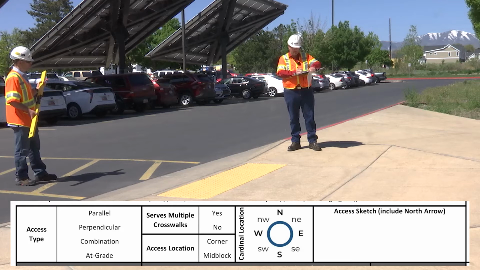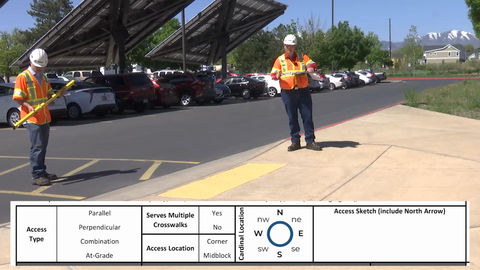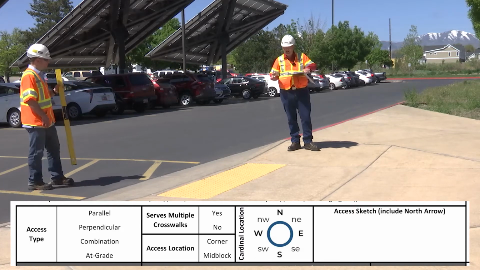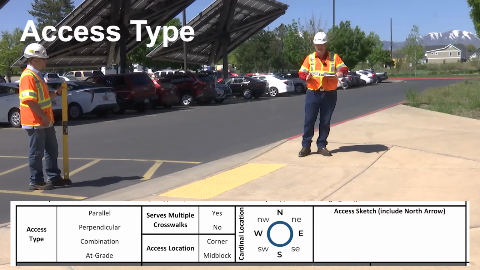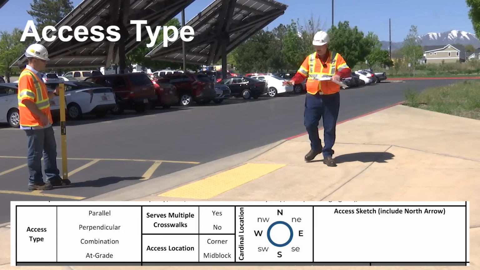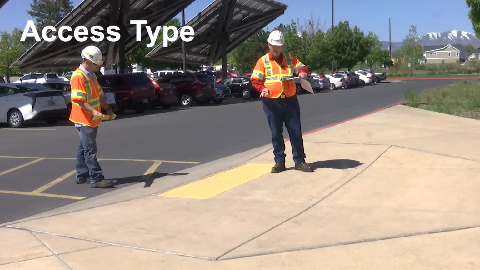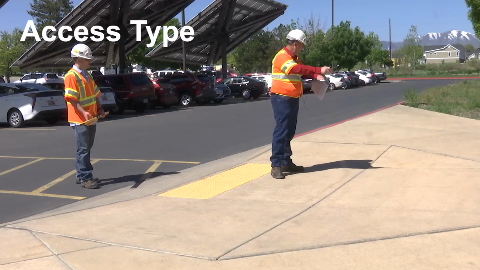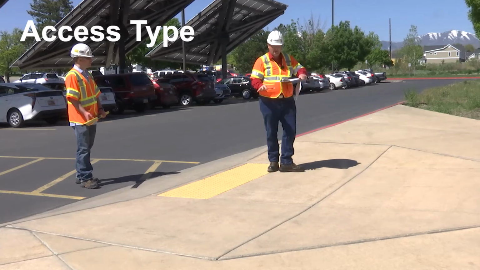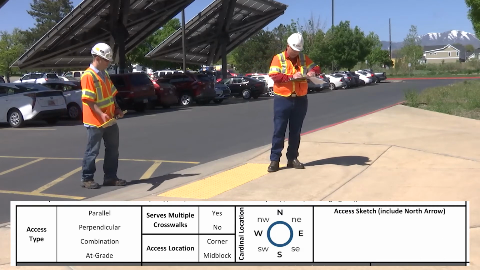So first off, we're going to come upon this ramp and we have to identify, is it a parallel ramp, perpendicular, combination, or an at-grade access? So to do that, we need to identify where our turning space is. And in looking at it, we have a nice flat spot here at the bottom of the ramp. And if this is the bottom of the ramp, then we have our one ramp to the right, to the front, and to the left. And so we can see, because our turning space is at the bottom, then it is a parallel ramp.